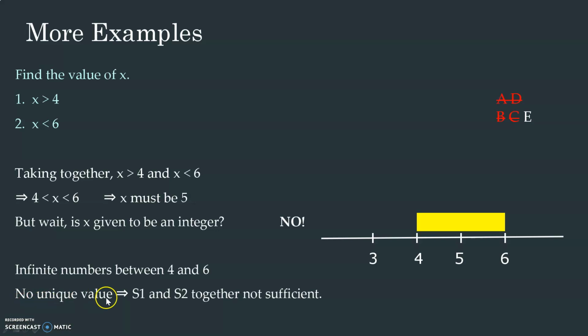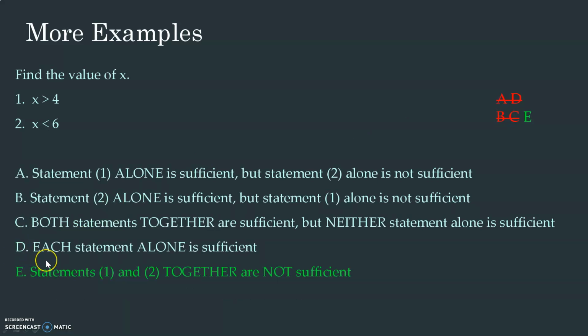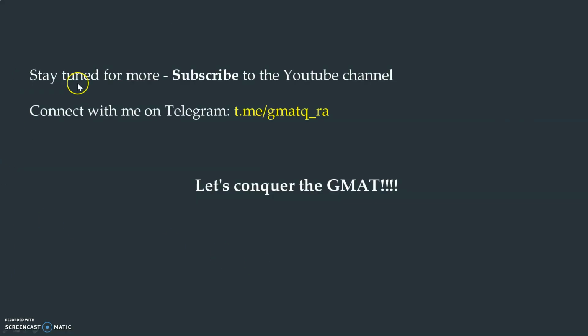So, no unique value, which means statement 1 and statement 2 even together are not sufficient, which means option C is also ruled out. This leaves you with only one option, that is option E. Alright. So folks, statements 1 and 2 together are not sufficient. That's your answer for this one. Hope you understood this. Again, fairly elementary set of examples, but this shows you how data sufficiency can ask different kinds of questions.